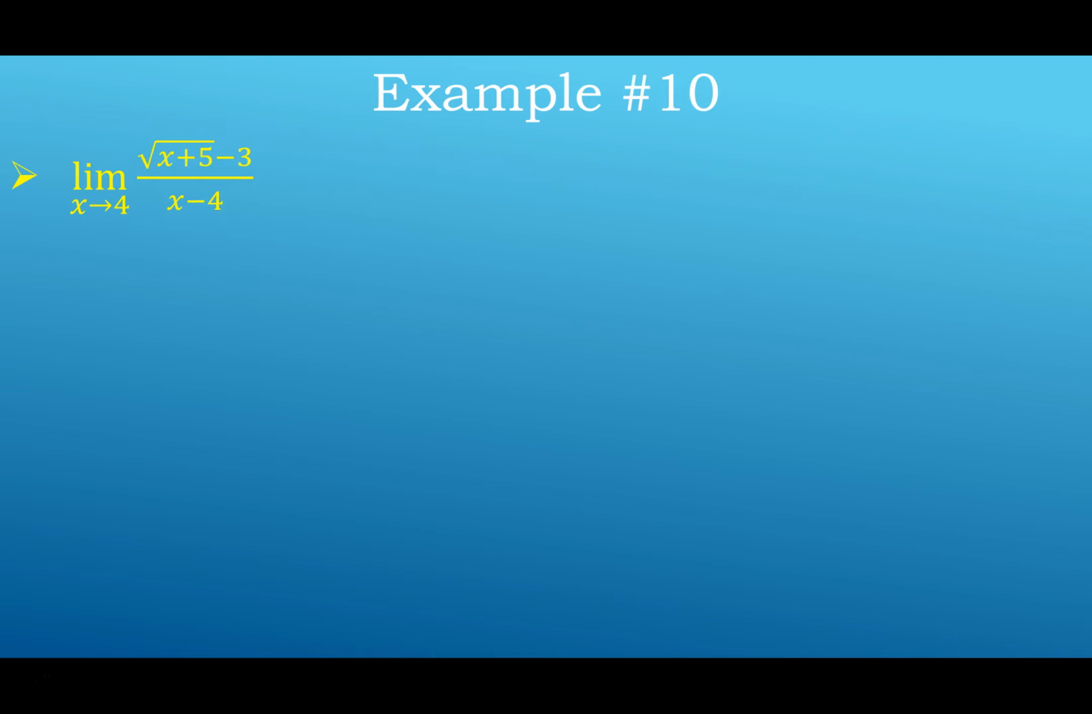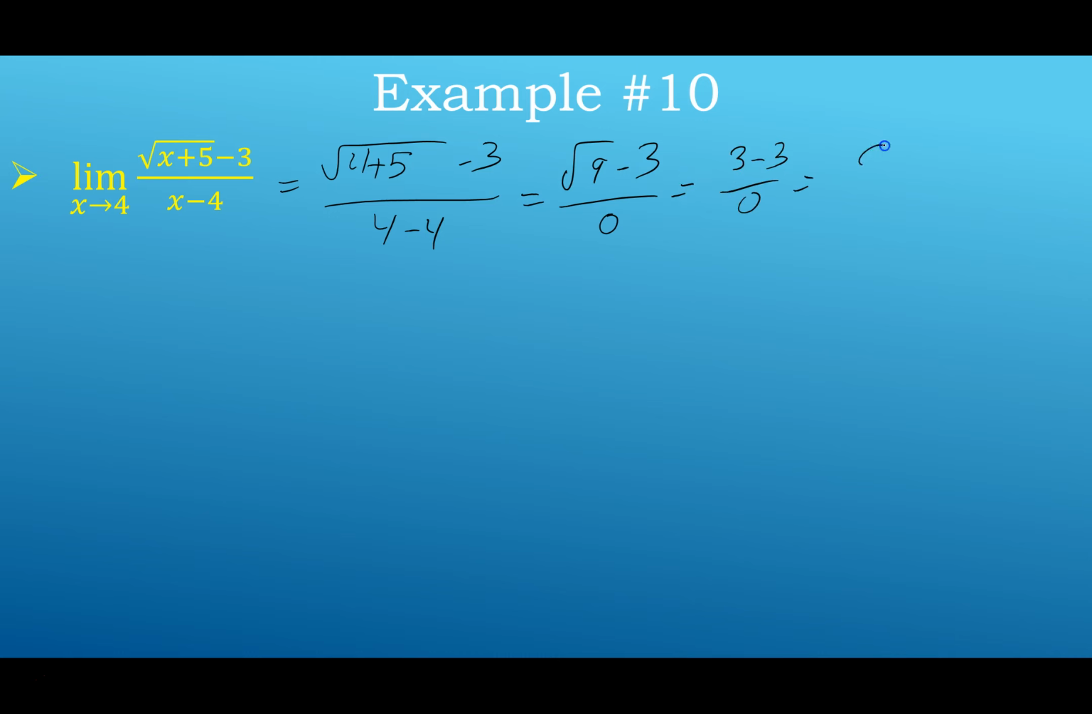Now, square root functions are going to be a little bit different. So again, if we plug in first, plug in 4 for x, we are still going to get our 0 over 0, because that's what all these problems are going to be. Now in this case, because we have a square root function, we're going to use our rationalization technique. Now you've done something like this before.